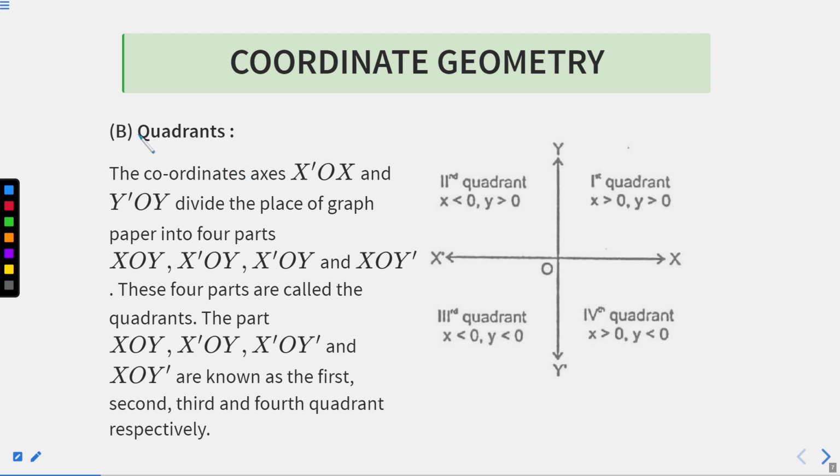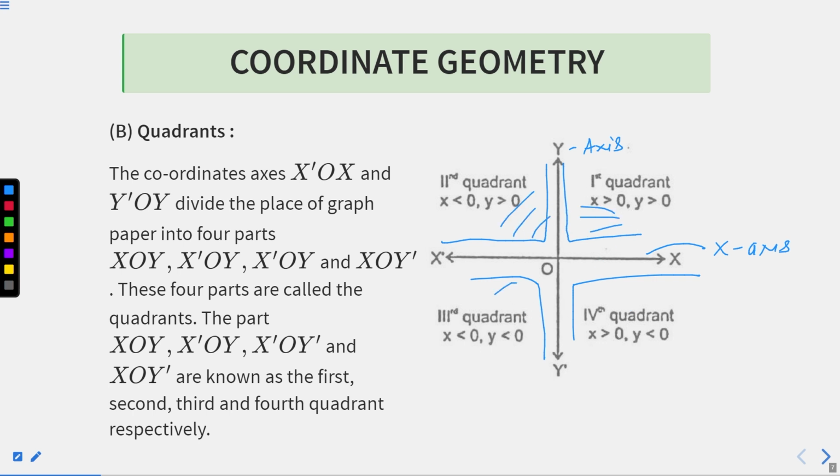Quadrants mean, if you see from the image, this is our x-axis and the y-axis, and one can easily see there are 4 parts that these two lines divide the plane into. This is the first part, second is this, third is this, and fourth is this part. Okay, clear? So we name them the first quadrant, the second quadrant, the third quadrant, and the fourth quadrant.